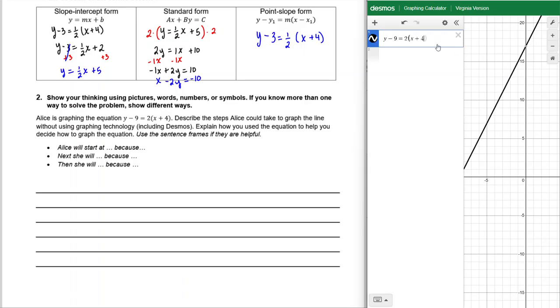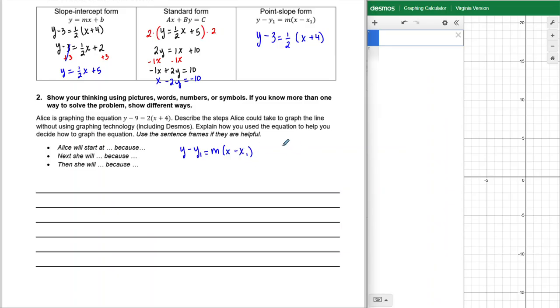x plus 4. Okay. Describe the steps Alice would take to graph the line without using graphing technology, including Desmos. How can I graph it without using Desmos? Explain how I would use the equation to help you decide how the graph of the equation looks. Use a sentence frame. So Alice will start with a point. Okay, so on here, let me just write the form. So y minus y1 equals slope times x minus x1.